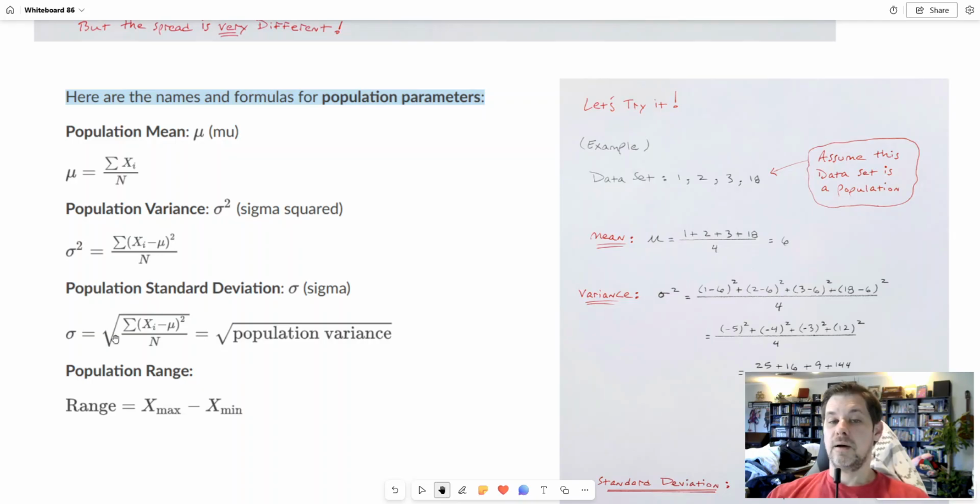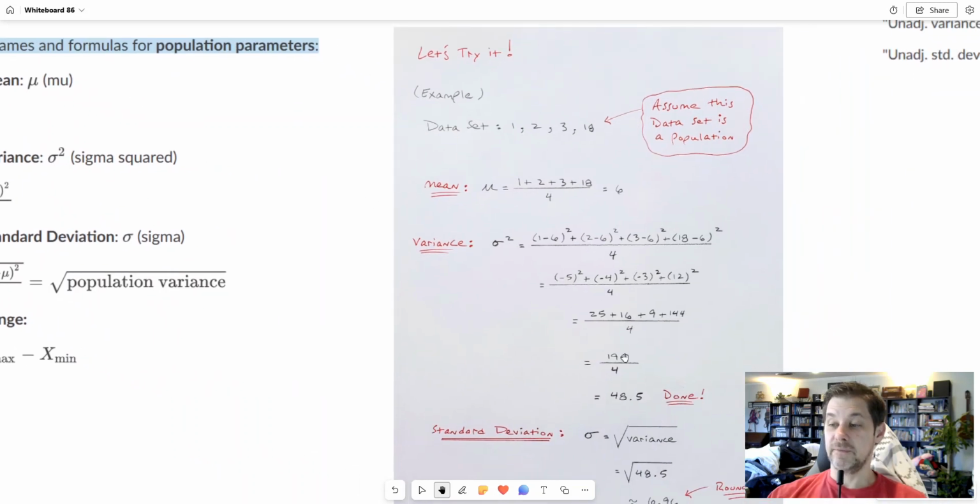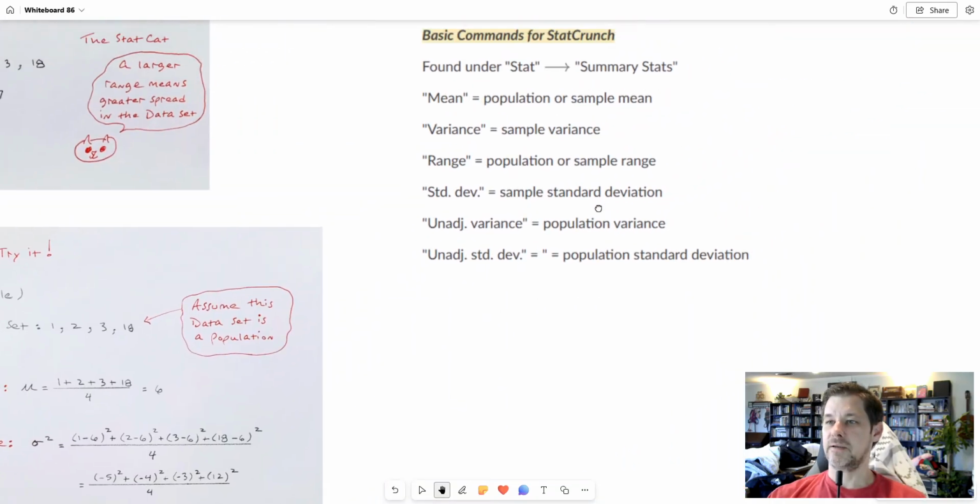Okay. Now, these formulas are difficult to use for most data sets. If you have a lot of numbers in your data set, it will be difficult to do what I've done here and solve this on paper. So we're going to use some kind of a calculator probably all the time. So let's talk about how to do that.